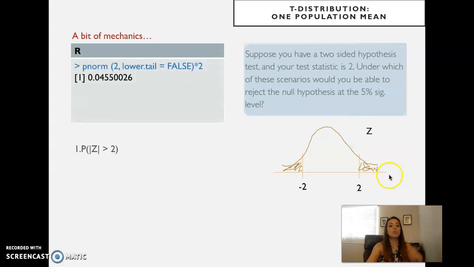That's why when we used pnorm, we would put 2, a positive value, and then say that we want the upper tail, but then we would multiply by 2 because the probability of getting 2 or higher is identical to the probability of getting -2 or lower, okay? And that probability is 0.045. So it's less than 0.05, which makes us reject the null hypothesis.